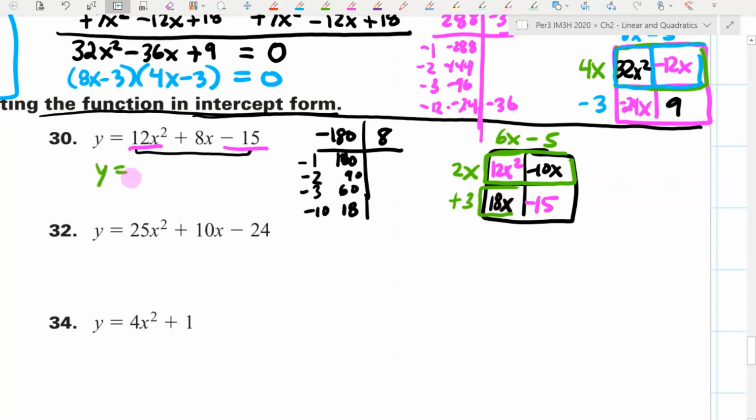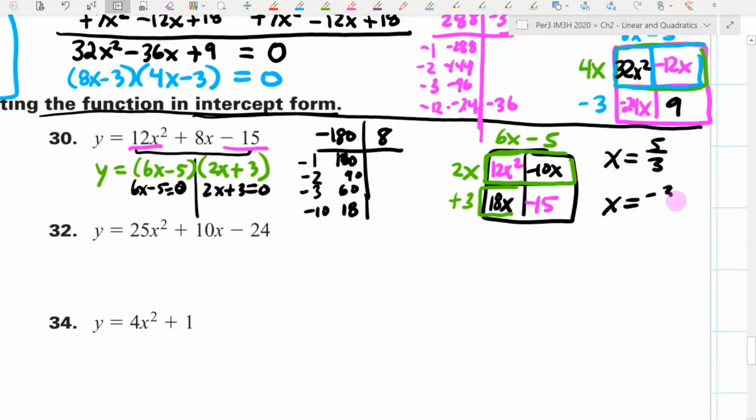So we have y is equal to 6x minus 5 and 2x plus 3. You set those equal to 0. So 6x minus 5 equals 0, and you solve that. And 2x plus 3 equals 0, and you solve that. You end up getting your two answers for x are 5/6 and -3/2. Do not use decimals, use fractions.